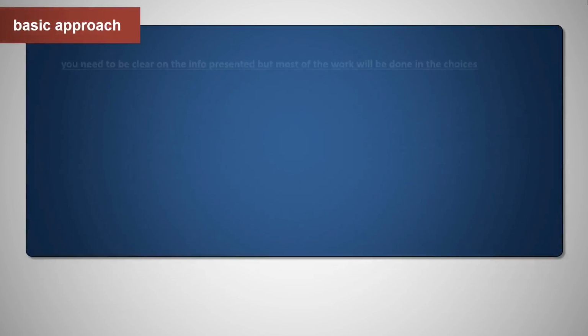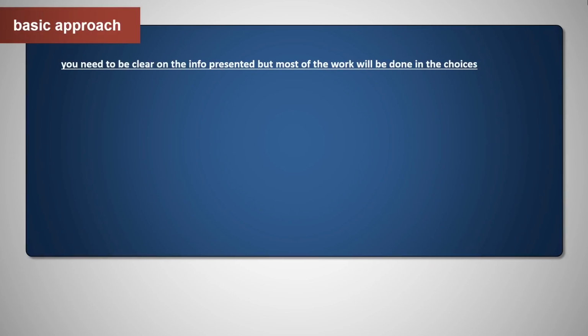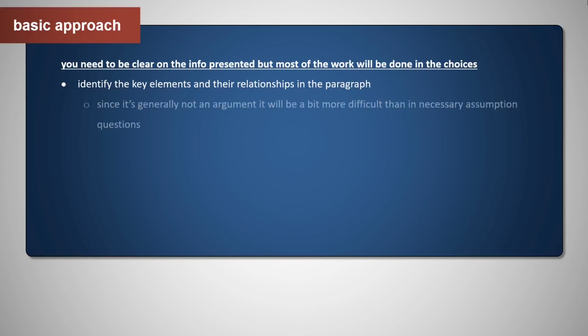In terms of the basic approach, you need to be clear on the information presented, but once again, most of the work is going to be done in the choices, just like the must be true. So identify the key elements and the relationships in the paragraph. That's always very important. Remember, since it's generally not an argument, it's going to be a bit more difficult than in the necessary assumption questions and the other questions, in terms of trying to figure out what has to be true, has to be false. But you do want to try and focus on identifying what the key elements are, and try to focus on identifying if there's causality, if there's characterization, etc.